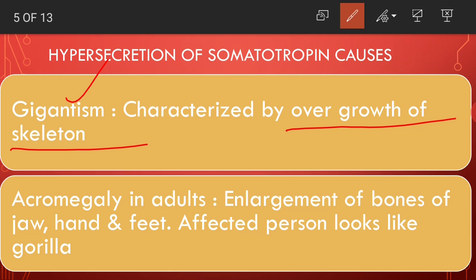In case of adults, this hypersecretion causes one disorder called acromegaly. That means acromegaly is a condition of hypersecretion of somatotropin in adults. And the persons who are suffering from this acromegaly look like gorilla. Let me repeat. The characteristic features of acromegaly in adults are enlargement of bones of jaw, hand, and feet, and the affected individuals look like gorilla. So there are two conditions of hypersecretion of somatotropin. One is gigantism and another one is acromegaly.